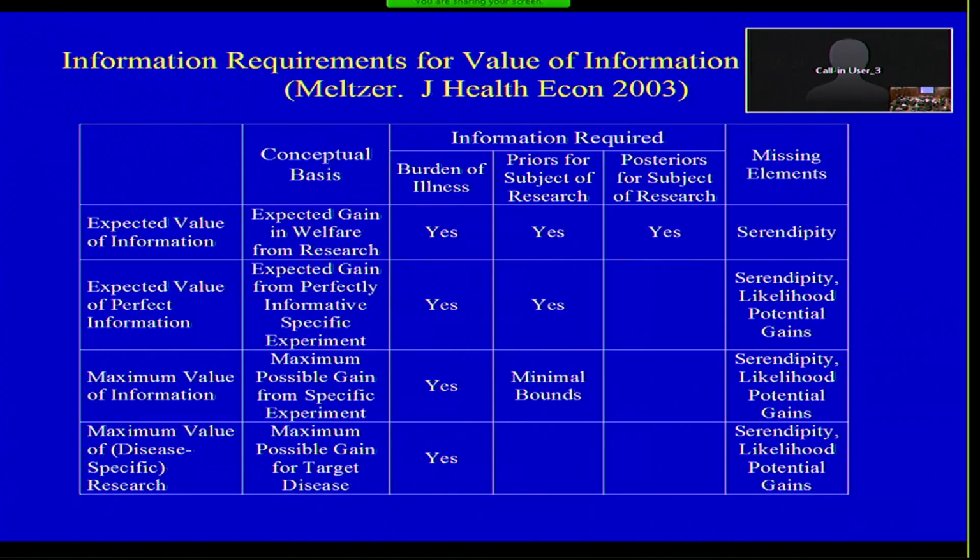There are some related ideas like the maximum value of information. You may not actually have full priors, but bounds on something. And the maximum value of these specific research is an extreme form of that, where you essentially are asking what would it be worth to get rid of an illness, which is very much like the old Rice sort of burden of illness calculations. So this is a hierarchy of estimates from at the very top, the most precise, at the bottom, the least precise, but also the easiest to implement.